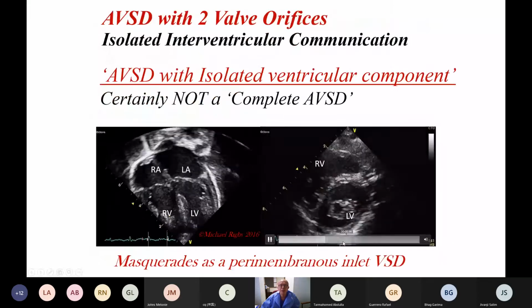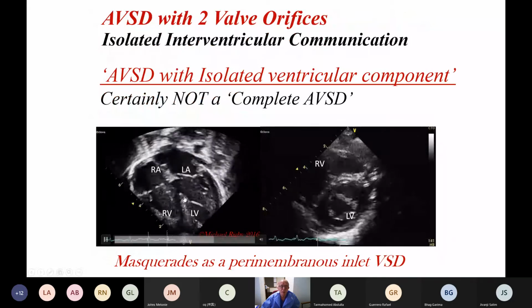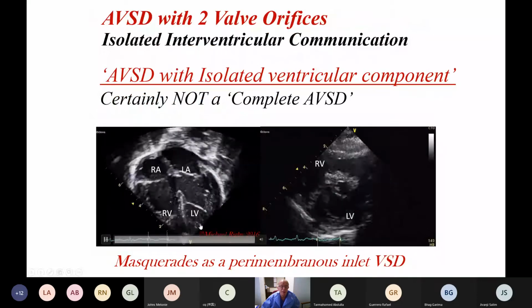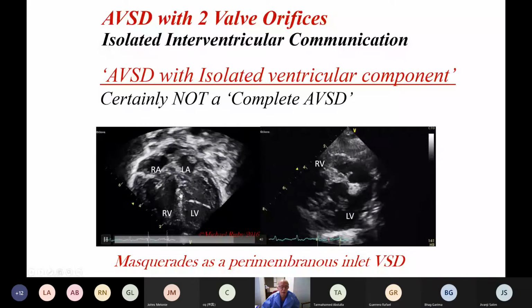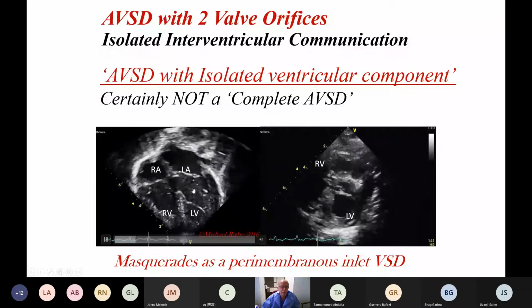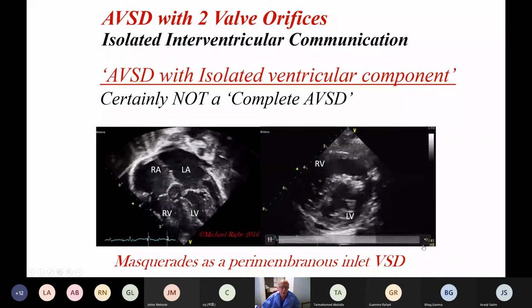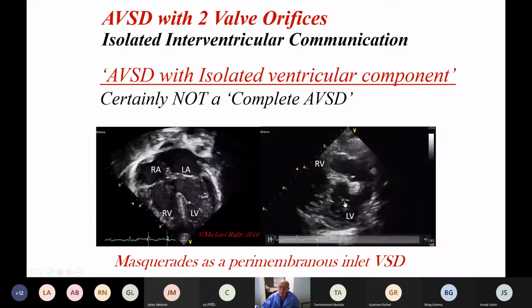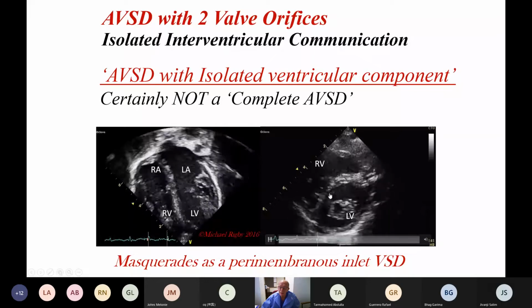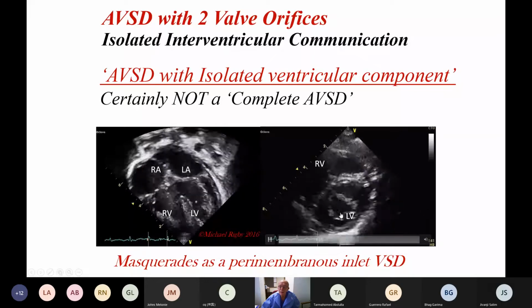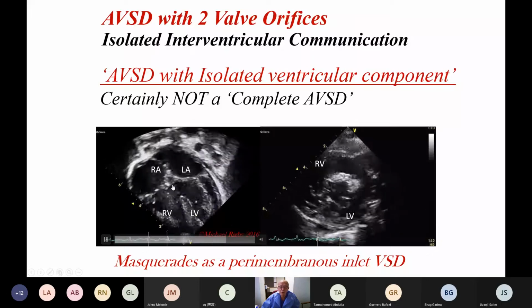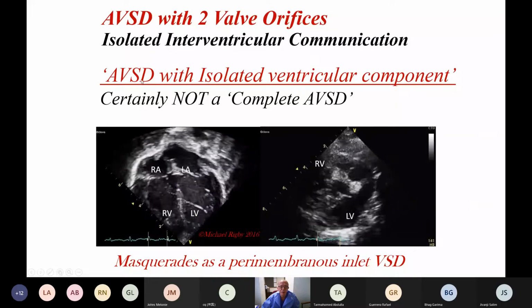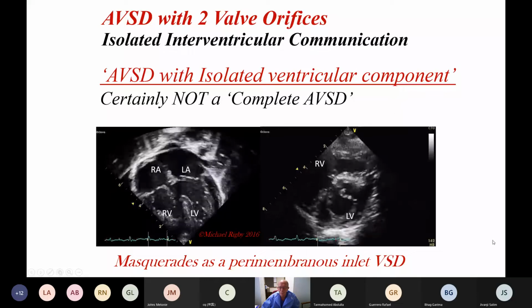This is another form of AVSD with two valve orifices. Here, if you look at the four-chamber view, this looks to be masquerading as a perimembranous inlet VSD. No primum defect, a large ventricular septal defect apparently. But when we go to the short axis view through the left ventricle, we can see that the left-sided valve or valve orifice has three leaflets, confirming that this is therefore an AVSD with two valve orifices and isolated ventricular component, officially called AVSD with isolated ventricular component.